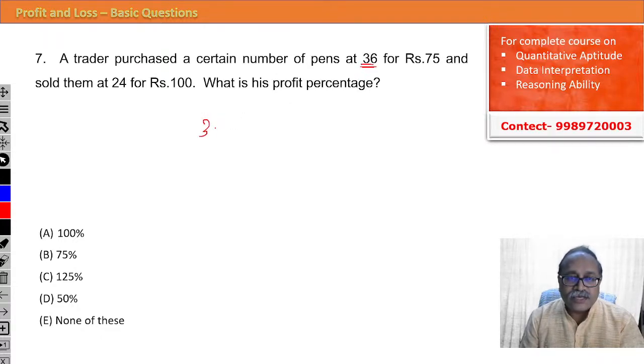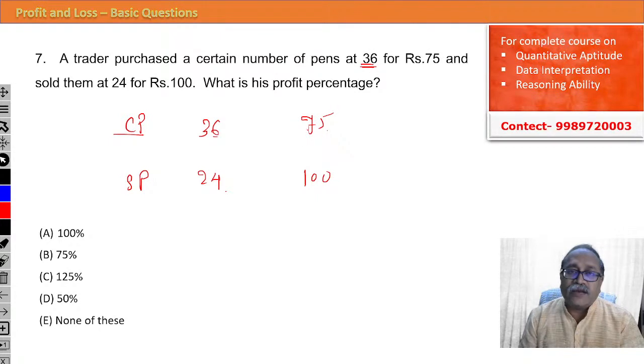That is, 36 articles are sold for rupees 75, and 24 articles are... no, this is purchase, CP. Now 36 articles are sold for rupees 75, and 24 articles are sold for rupees 100. This is the rate at which they are selling and buying.